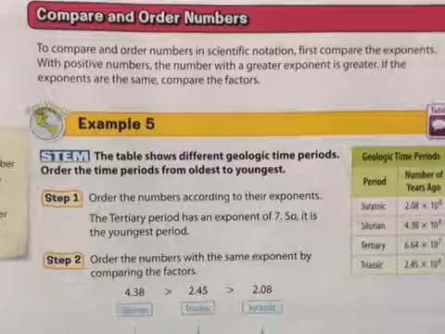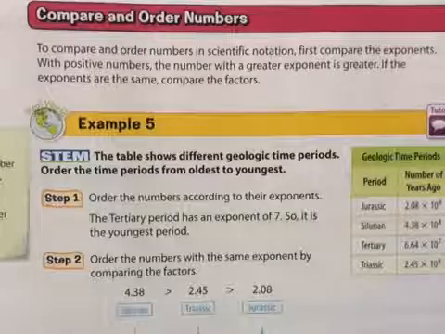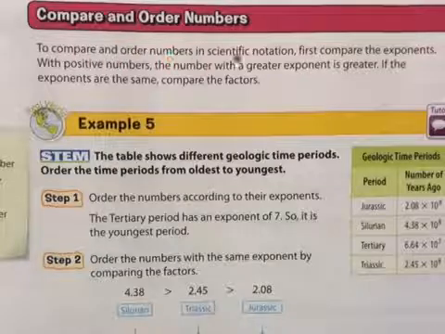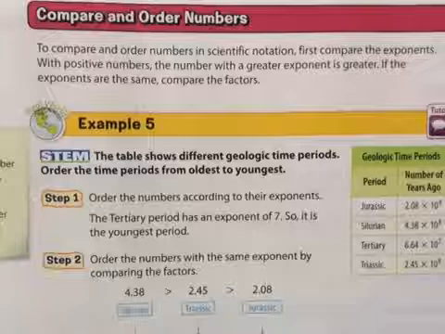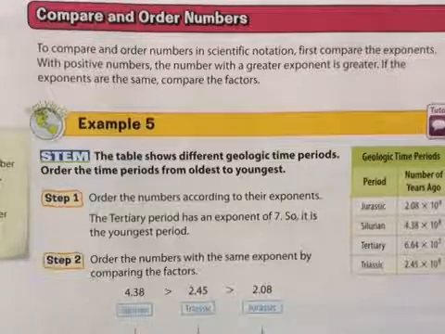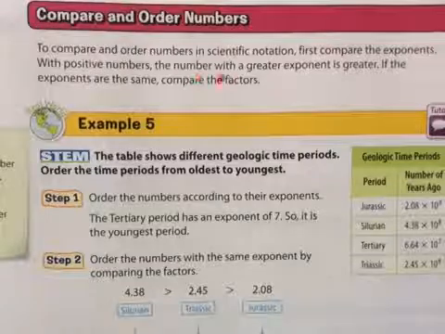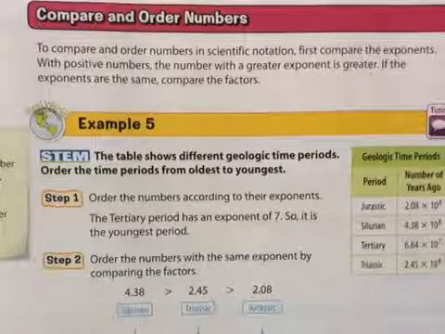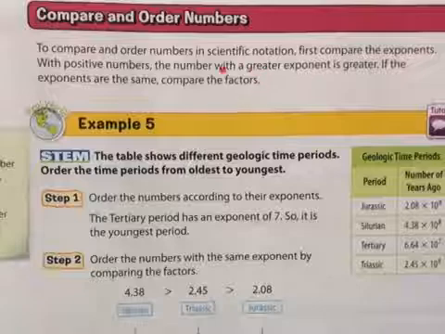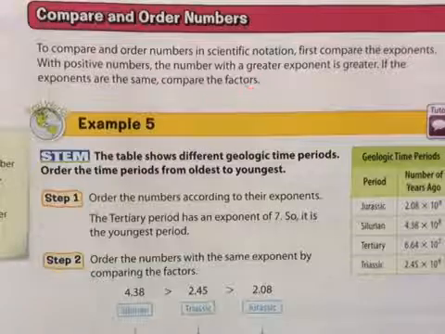Another key concept is comparing and ordering the numbers. To compare and order numbers in scientific notation, first compare the exponents, right? The bigger exponent is the bigger value. With positive numbers, the number with the greater exponent is greater. If the exponents are the same, then that's when you compare the base, you compare the factors.